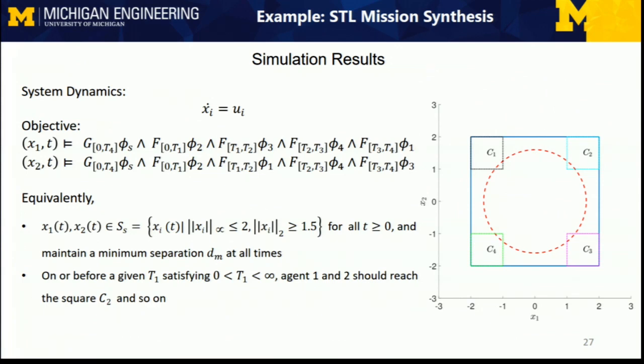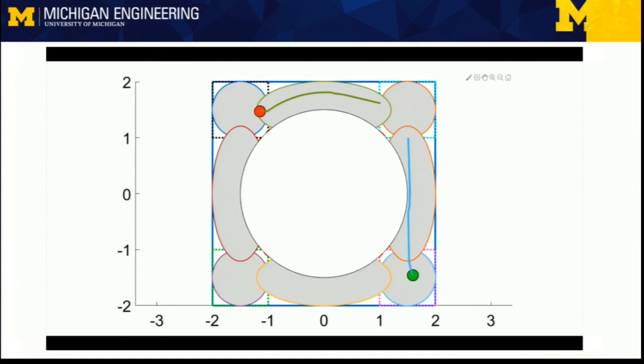So one application example is the case of two-robot motion planning, where the objective was to have two robots starting from C1 and C3. One robot starts from C1 and has to move along this direction while always staying within the square but outside the circle. And the other robot would start from C3 and would have to move counterclockwise, similarly staying within the square but outside of the circle.